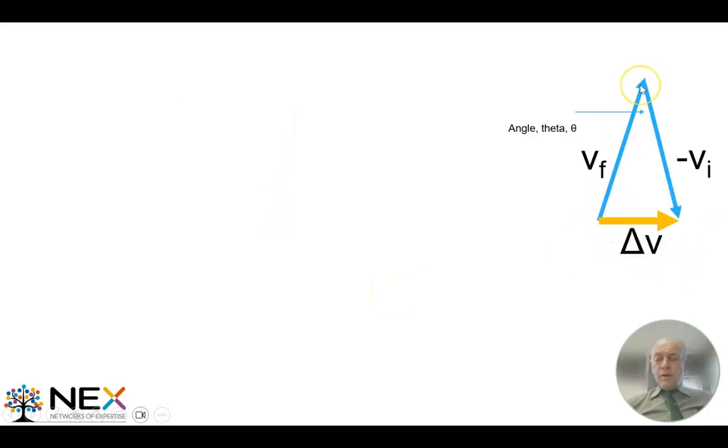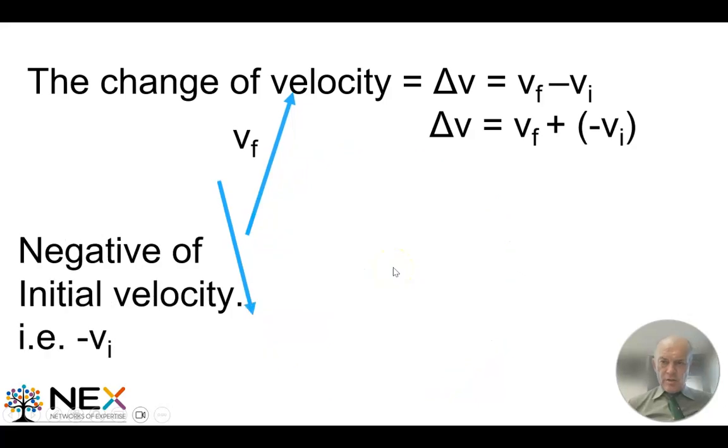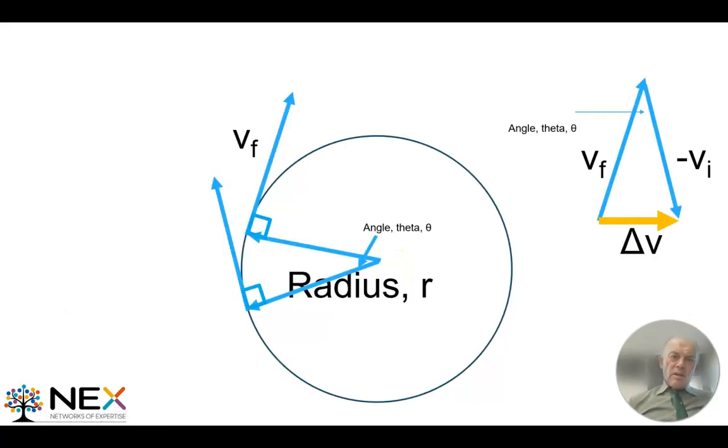There's the final velocity. Add on the negative of the initial velocity, and we get the change in velocity pointing towards the center of the circle, which is fortunate because that's where things accelerate in, and the change in velocity should be in the same direction as the acceleration.